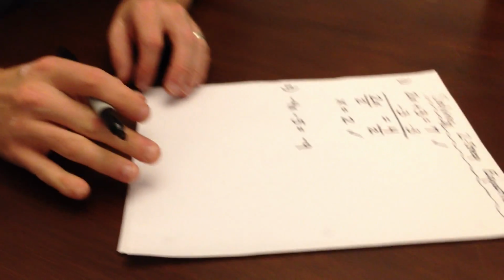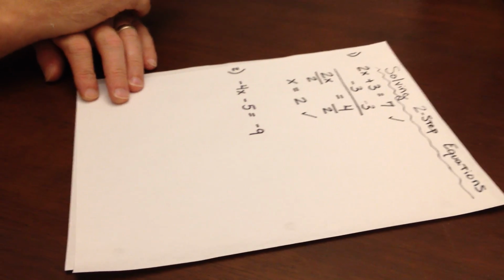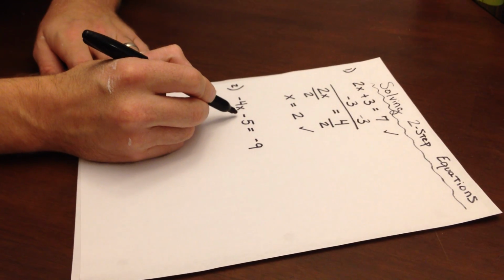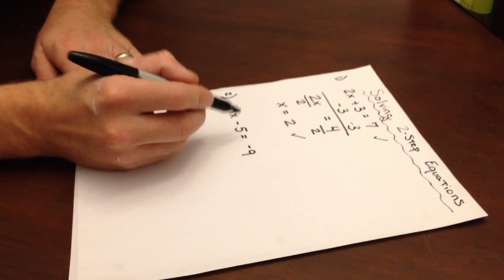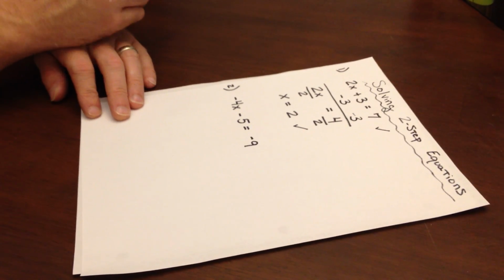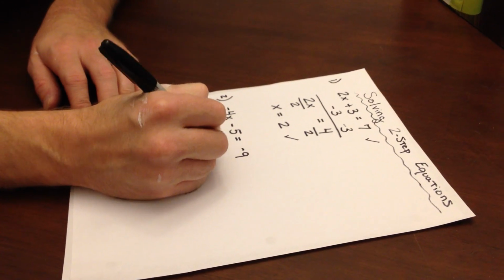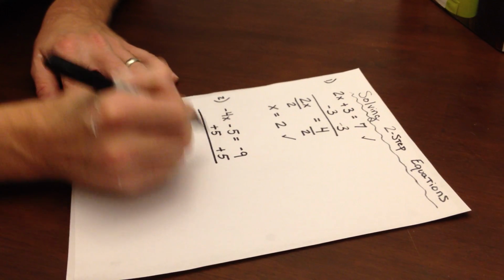Let's try another one. This time let's involve some negatives. We have negative 4x minus 5 equals negative 9. I'm trying to get the x by itself, so I have to get rid of this first. I'm subtracting 5. Again, think the opposite. The opposite of subtracting 5 would be adding 5. Once again, whatever I do to one side, I have to do to the other. I'm going to rewrite it again.